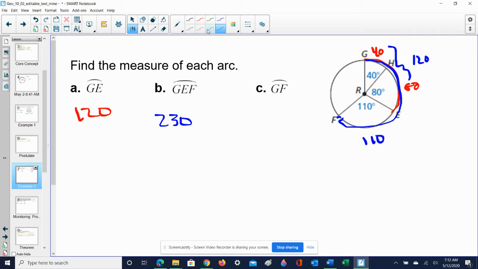And arc GF. GF. What color didn't I use? Green. That's over here. Well, that will just be this number subtracted from 360, because I know this whole part now. 360 minus 230 is 130 degrees. All righty.